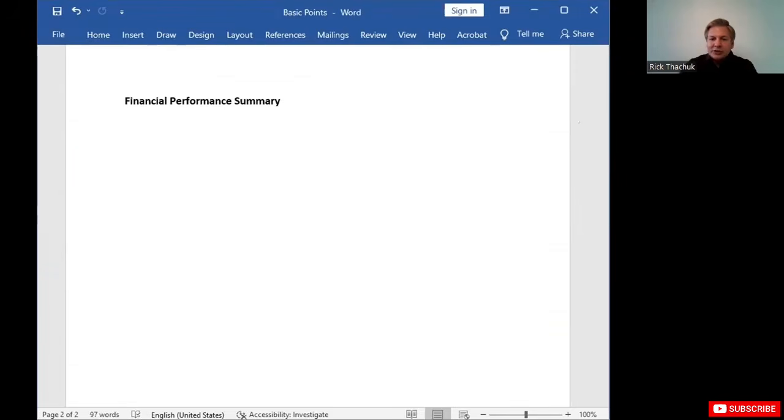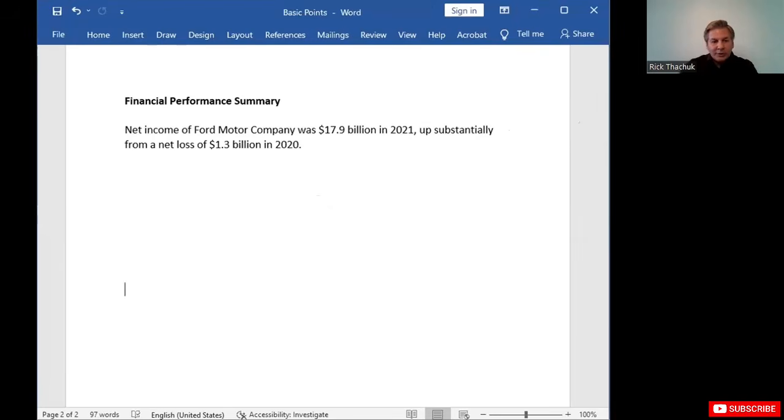Well, the first sentence is just the presentation of net income of Ford Motor Company, and that might look something like this. Net income of Ford Motor Company was $17.9 billion in 2021, up substantially from a net loss of $1.3 billion in 2020. So you see here that I've changed the units to billions, and I've rounded to one decimal place to make it a little bit easier and faster to refer to those numbers. The movement was substantial, so we need that word in there. I said up substantially, but you could say a substantial increase or rose substantially, as you wish.